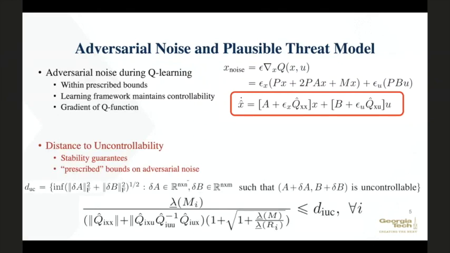The distance to uncontrollability essentially serves as a notion to guarantee stability and give math to the words prescribed bounds within which our algorithm can still function. The results have been put together in these equations.